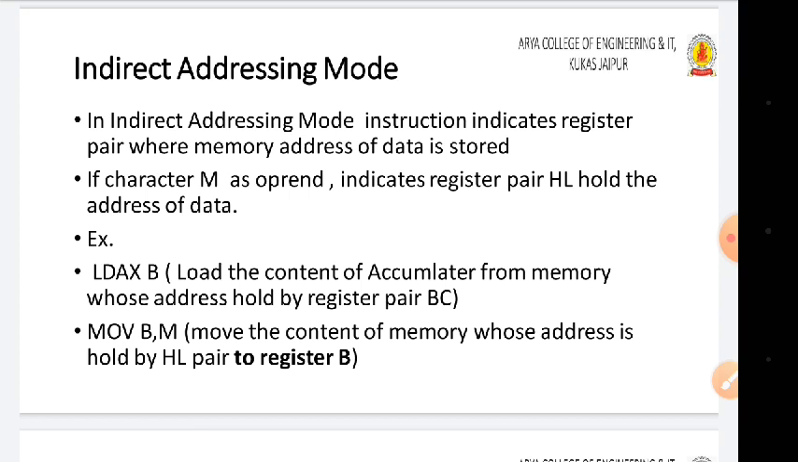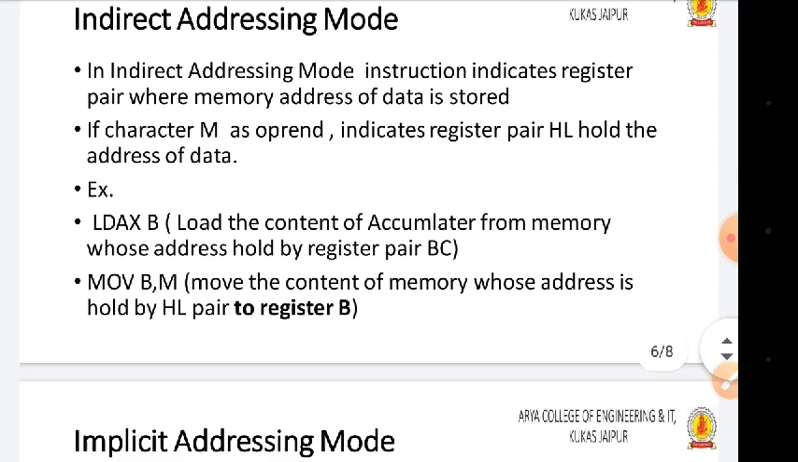Next, MOV B, M. Here capital M is the operand. It means move the content of memory to register B. But from where? The memory address of the data will be in the HL pair by default.